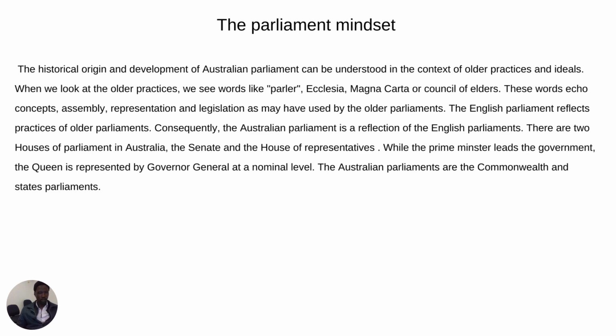So the English parliament reflects practices of the older parliaments, as does the Australian parliament. In Australia, the parliament has two chambers: the Senate and the House of Representatives. While the Prime Minister leads the government, the Governor General represents the Queen, but this is at a nominal level, and he performs ceremonial functions in that regard.